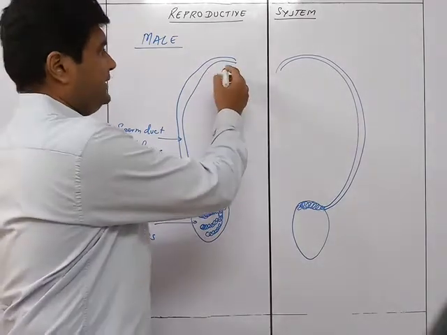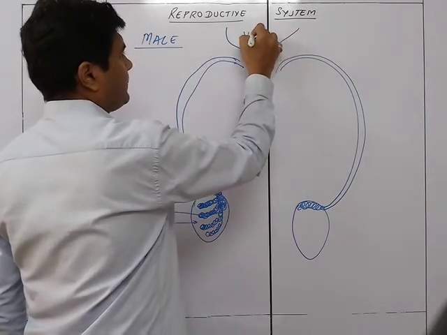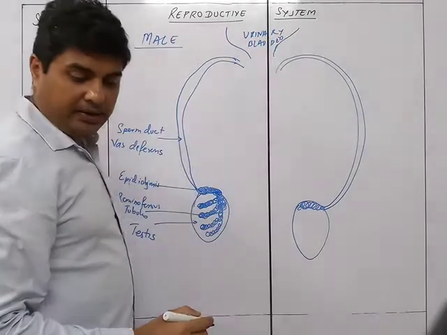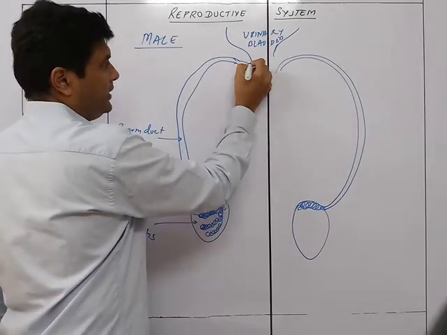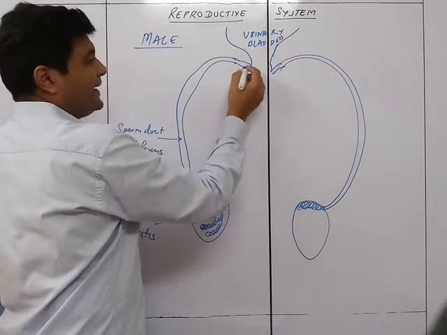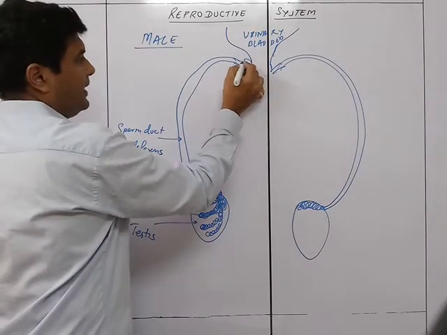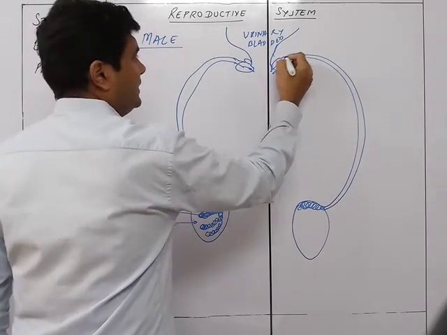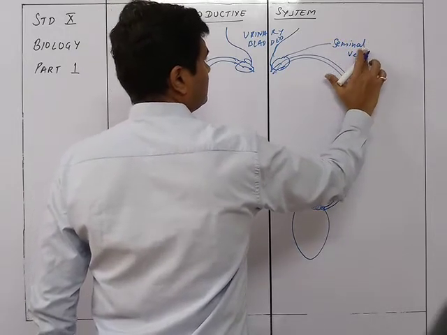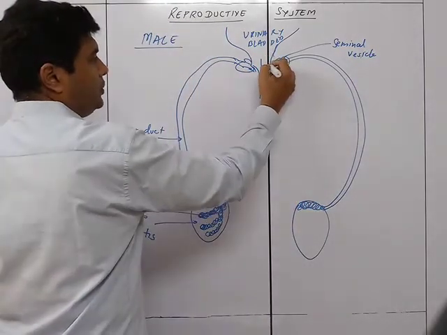The sperm duct is going to connect over here to the end of the urinary bladder. So this is the urinary bladder. It connects to the urinary bladder over here. Where it connects at that particular point there is a gland, a big gland over here. This gland is called the seminal vesicle. And then further it is connected to the urethra.